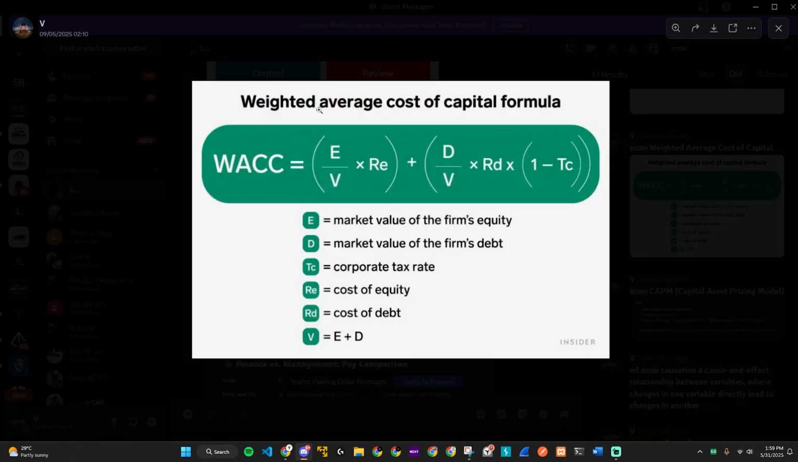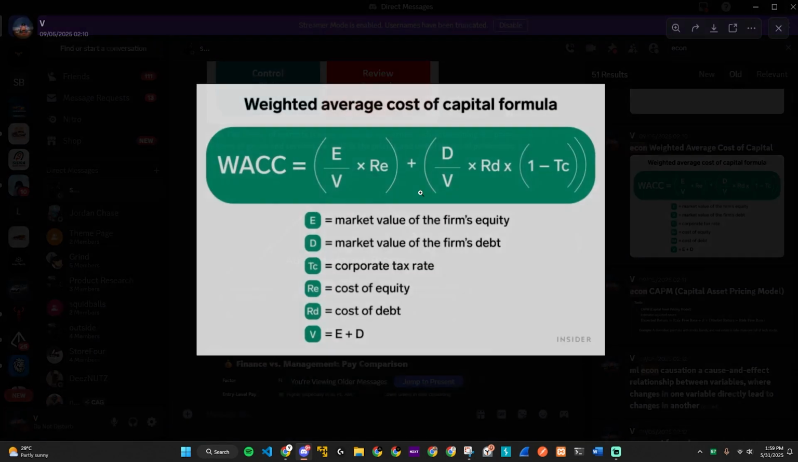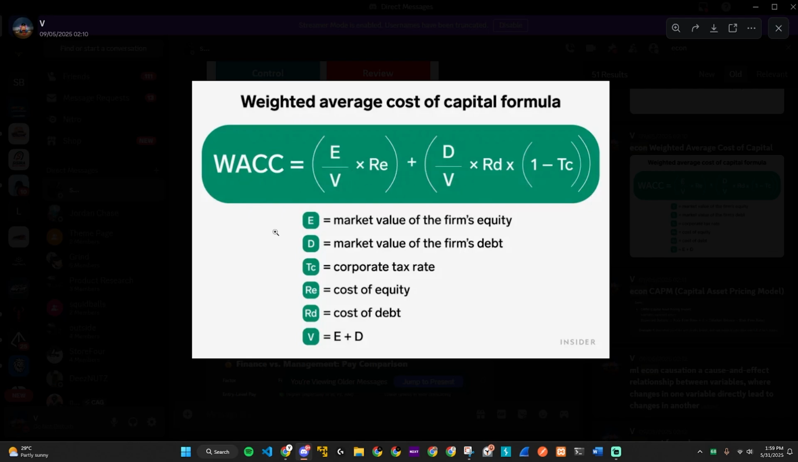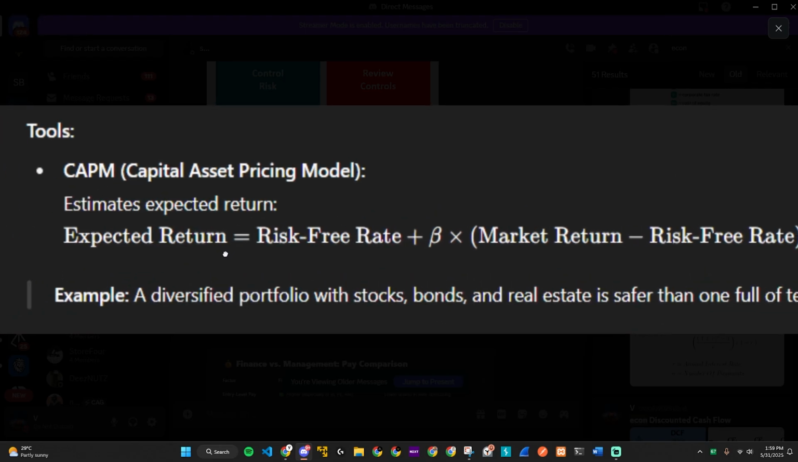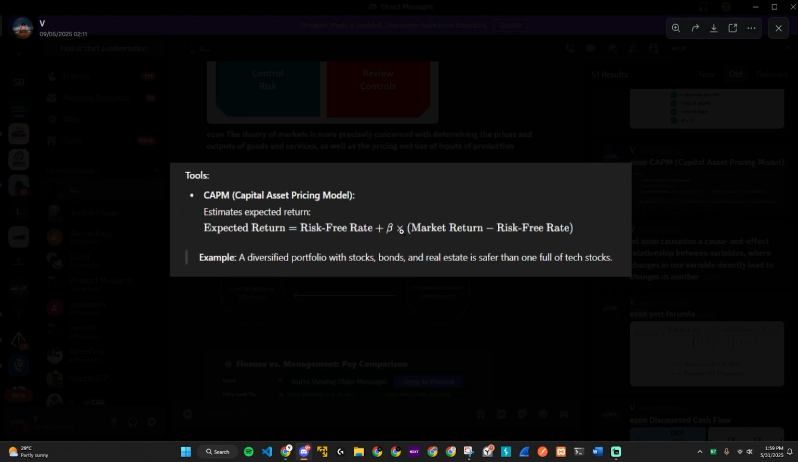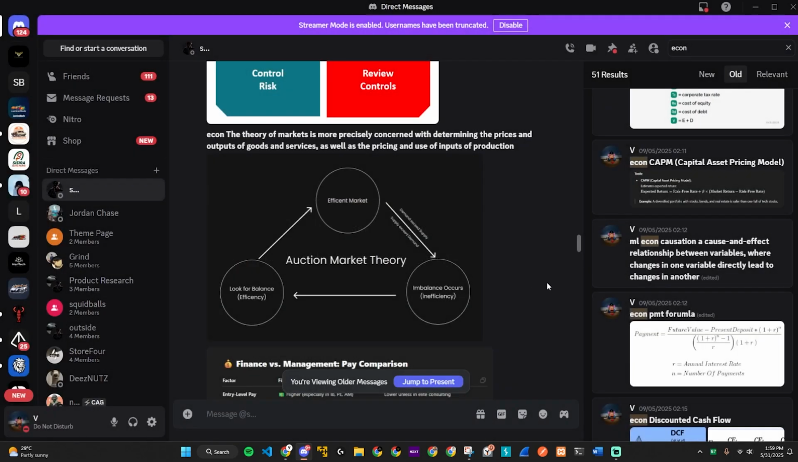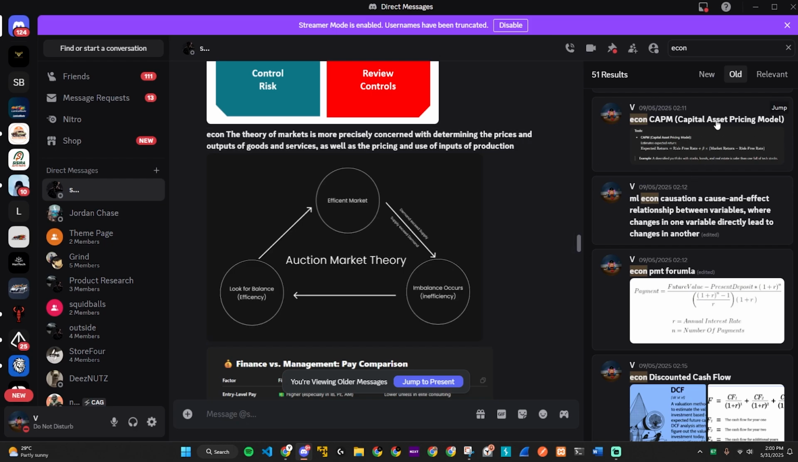The weighted average cost of capital, as you can see. This is something that I want to leave for now, but just take note of this. And CAPM, which is the capital asset pricing model, okay? So expected return is the risk-free rate plus beta times the market return minus the risk-free rate. We'll come back to this because it has more complexity to it.